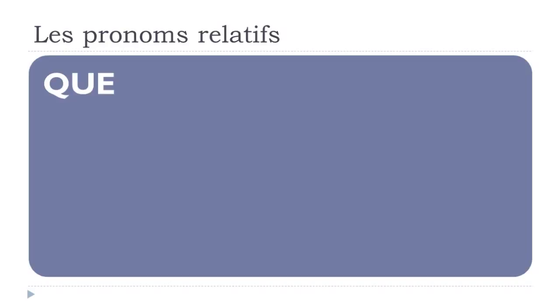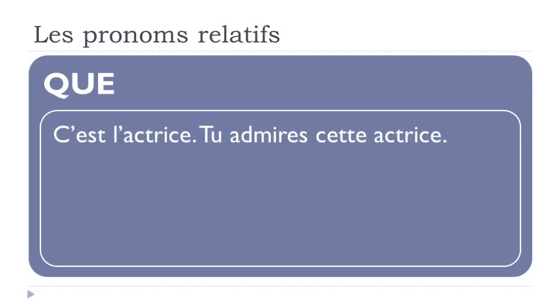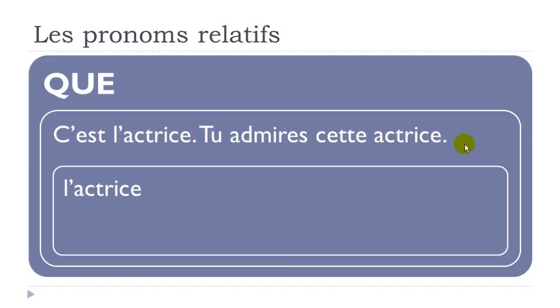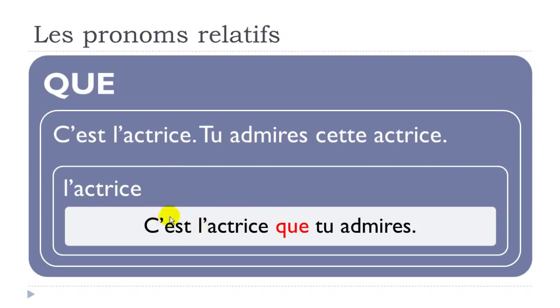Okay, now let's have a look at the same thing, but at the feminine. C'est l'actrice, tu admires cette actrice. Okay, so exactly the same sentence, but it's the feminine form. C'est l'actrice, tu admires cette actrice, okay? We don't want to repeat actrice, obviously. Then we get c'est l'actrice que tu admires. All right? So, same concept, same structure, no problem.